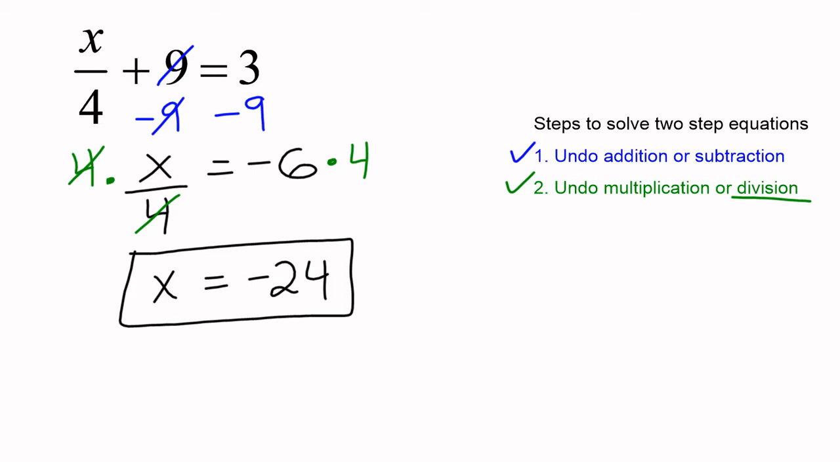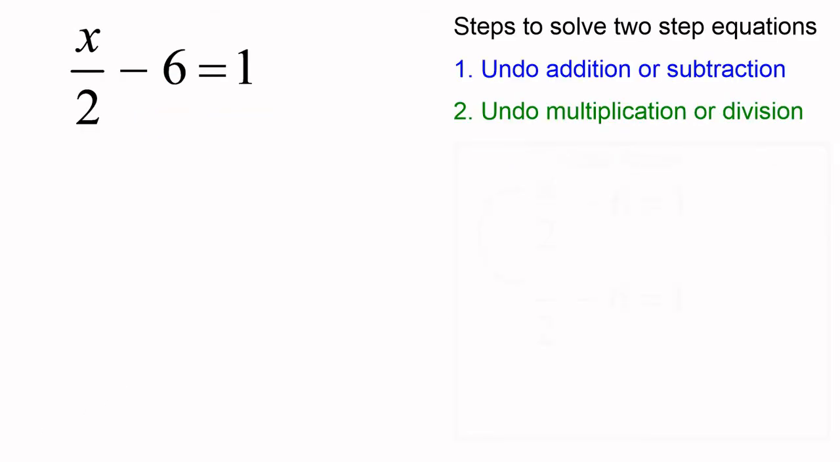Let's look at another example. Here we have x divided by 2 minus 6 equal to 1. First step is to undo the subtraction. So we do the opposite of that. Minus 6, well, to get rid of that, we'd add 6. Add 6 to both sides. And then we'll get 1 plus 6, we'll get 7. Over here, these two canceled, so we're just left with the x over 2.